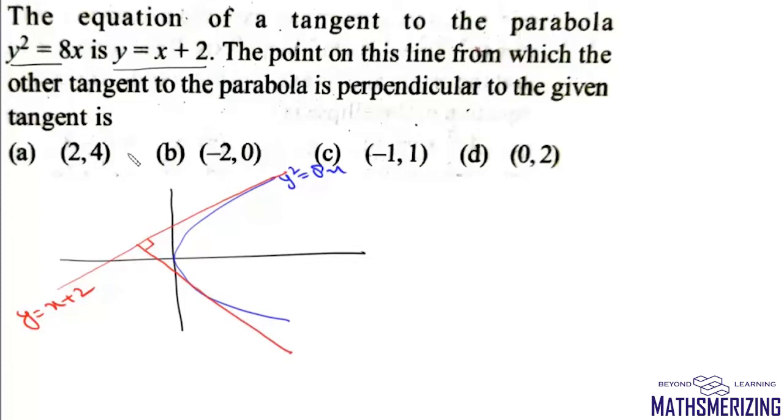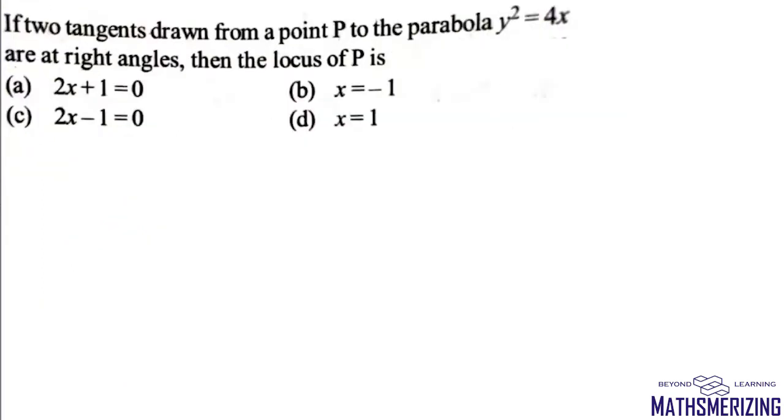So this point should lie on the directrix of this parabola. And we know that for this parabola, the value of a is 2. So the directrix is x equals minus a, which is minus 2. So for this point, x is minus 2, and when x is minus 2, y is 0. So this point is (minus 2, 0). So the answer to this question is B.